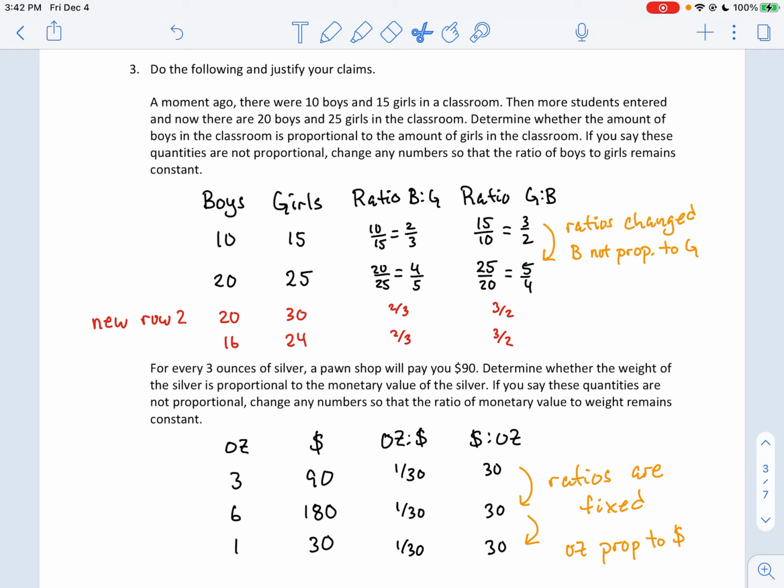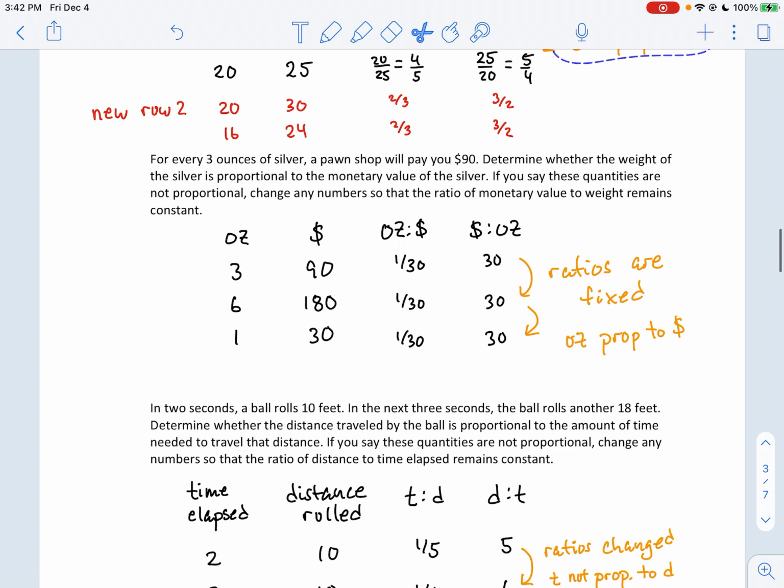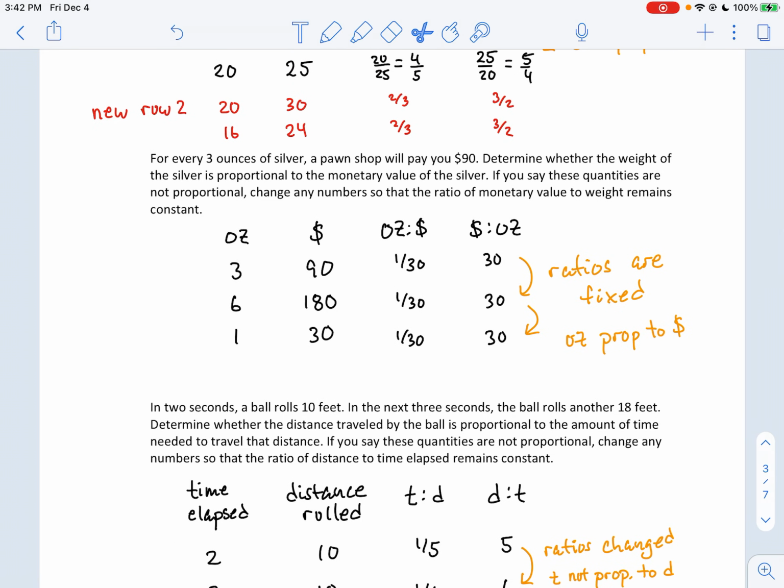And the quantities are the changing quantities, which is the number of boys. I was a little lazy here. I should have written this out as a sentence, but this should be read as the number of boys is not proportional to the number of girls. Because as the number of boys and number of girls change in number, their ratios don't remain constant. Whereas with this situation here where for every 3 ounces of silver, a pawn shop pays $90. So if you do 3 ounces, you pay 90. If you do double that, you're going to pay double that. If you do a third of 3, you're going to pay a third of 90.